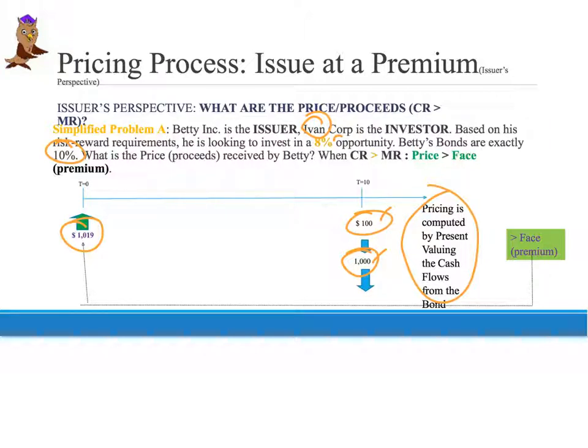That's a premium. The additional $19 will prove to be the way that Betty will adjust the effective return, or the effective yield, to Ivan. And again, it will be another part of this lesson where we go through the mechanics of that to show you how that works. That's issuing at a premium.